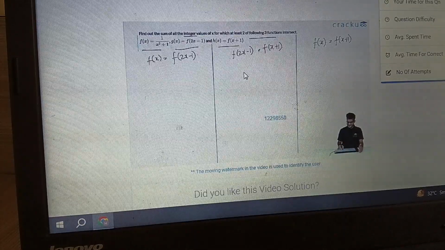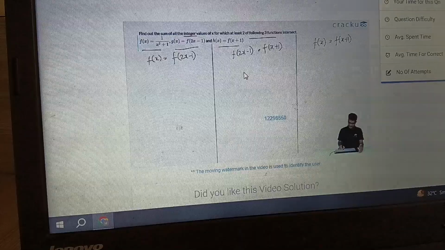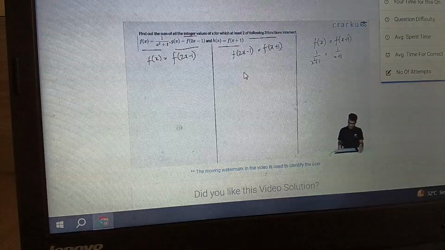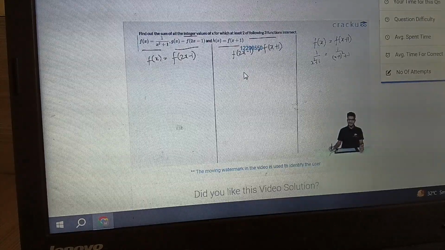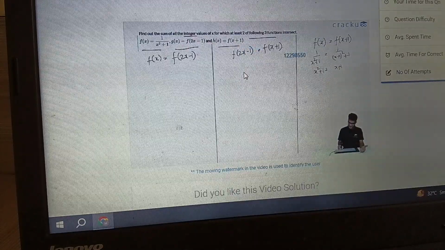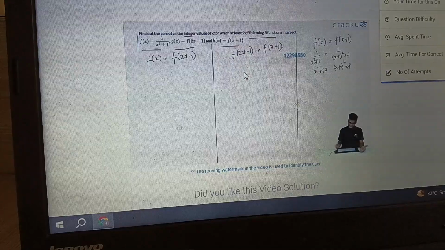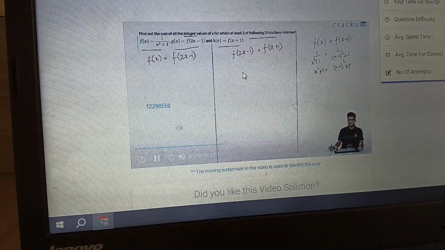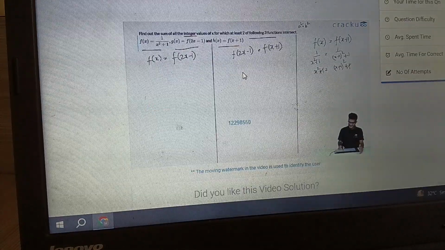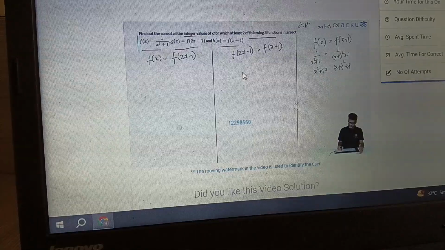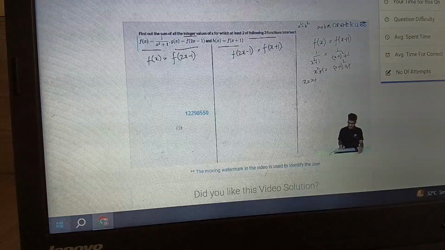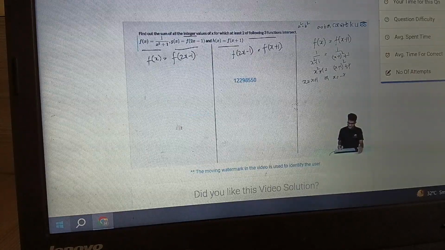If you are looking at the third case, f of x has to equal f of x plus 1, or 1 by x square plus 1 has to equal 1 by x plus 1 whole square plus 1. Clearly we can take a reciprocal for both of them. So x square plus 1 has to equal x plus 1 whole square plus 1, and we can subtract 1 from both sides. So we want x square to equal x plus 1 whole square. If a square is equal to b square, then either a is equal to b or a is equal to minus b. If you are considering both those cases, either x has to equal x plus 1 or x has to equal minus x minus 1.